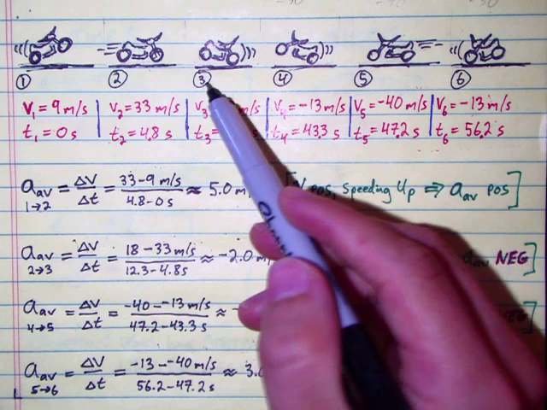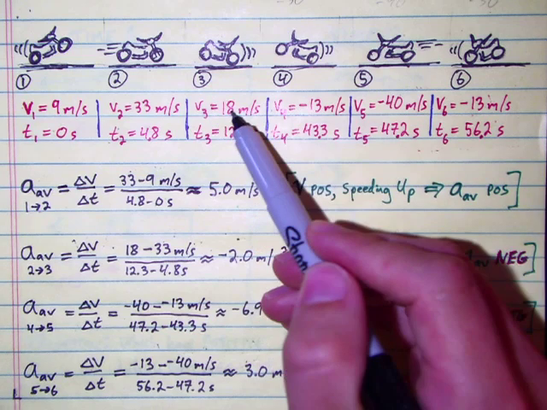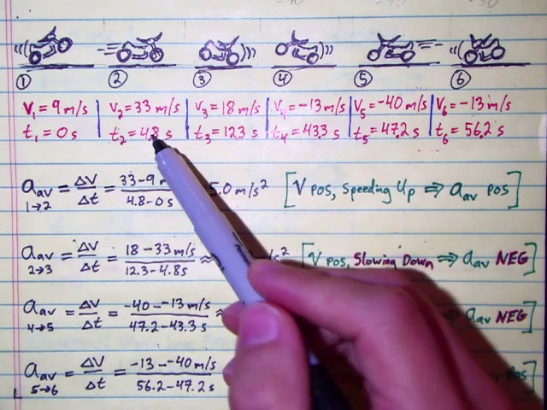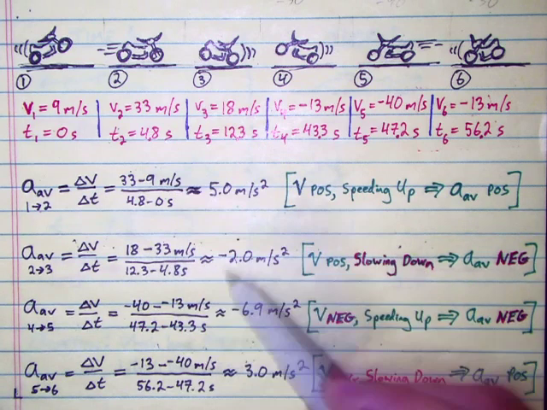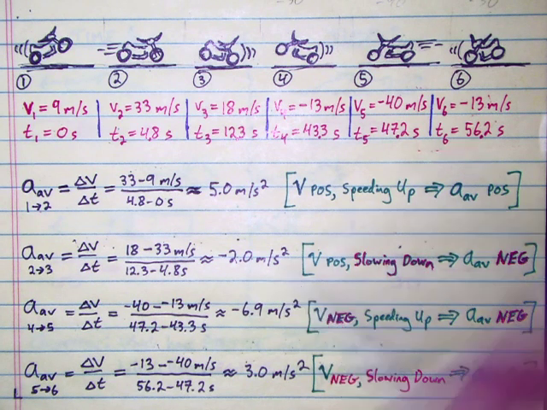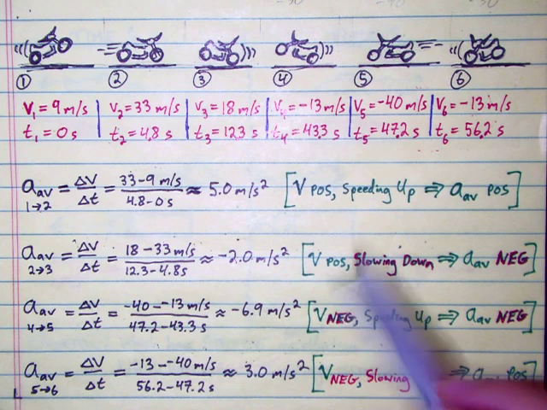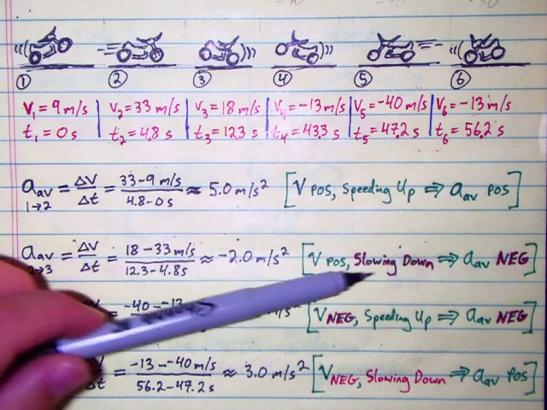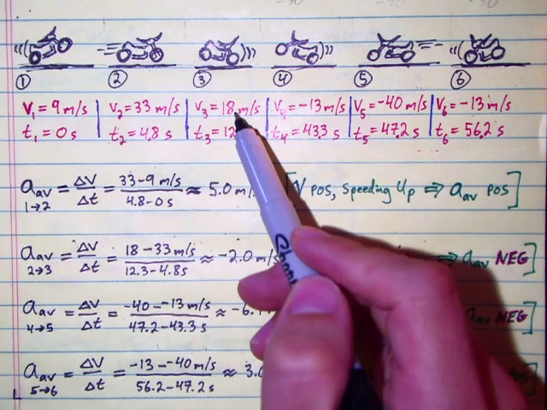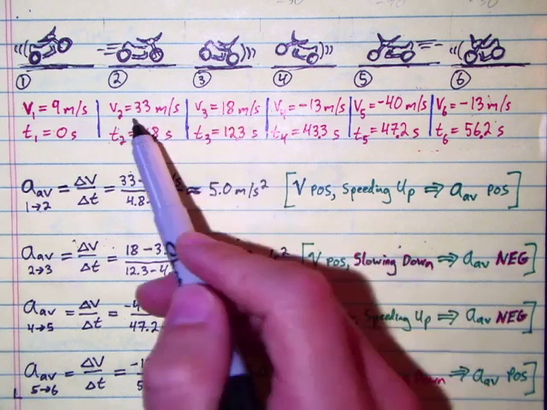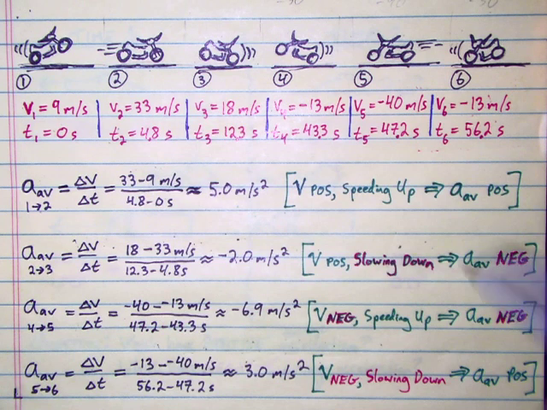Between events 2 and 3, final velocity 18 minus initial velocity 33, and final time minus initial time. Our calculation here gives us a negative 2 meters per second squared. His velocity was positive the whole time. He was moving in the positive x direction the whole time, but he was slowing down. His final velocity was less than his initial velocity. So the change in his velocity was negative. That means he has a negative average acceleration.